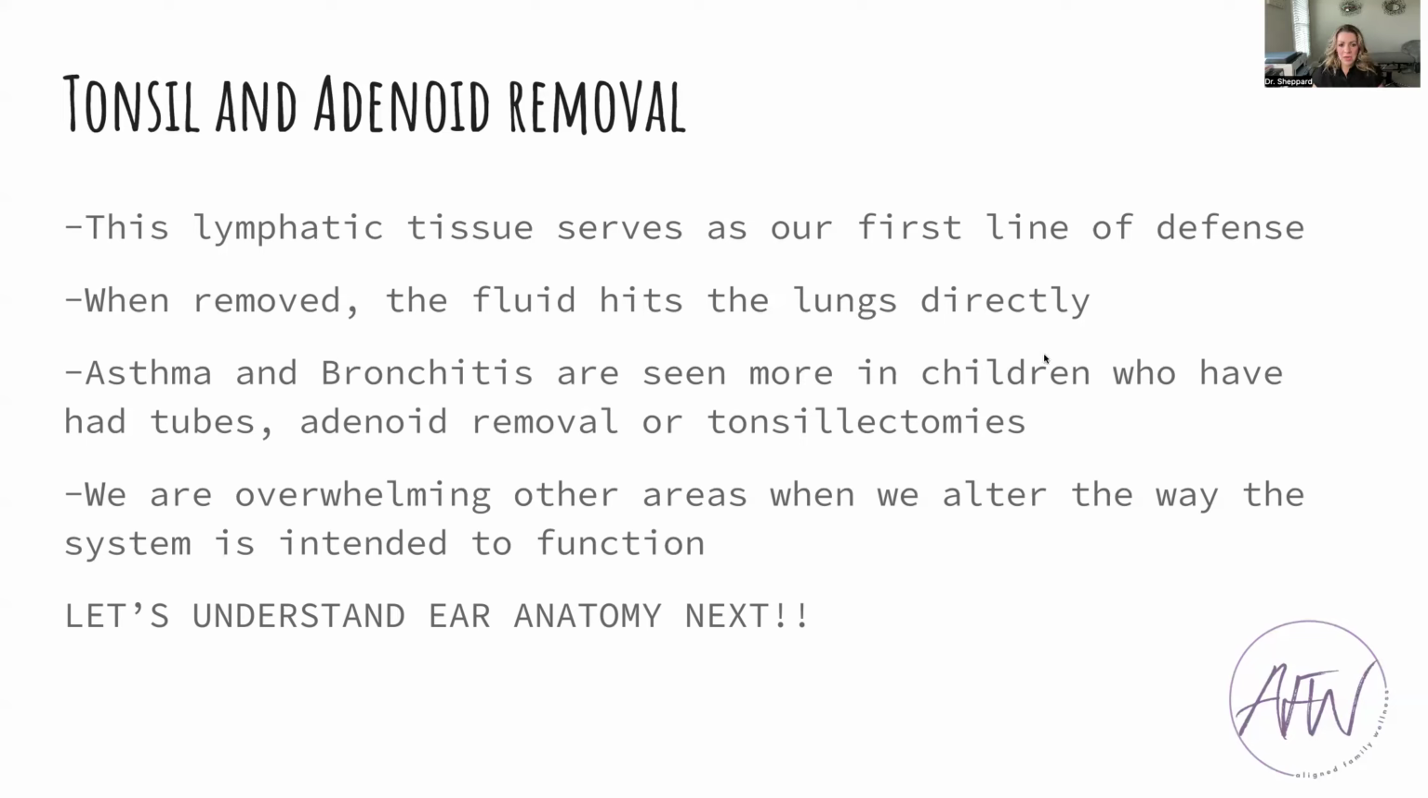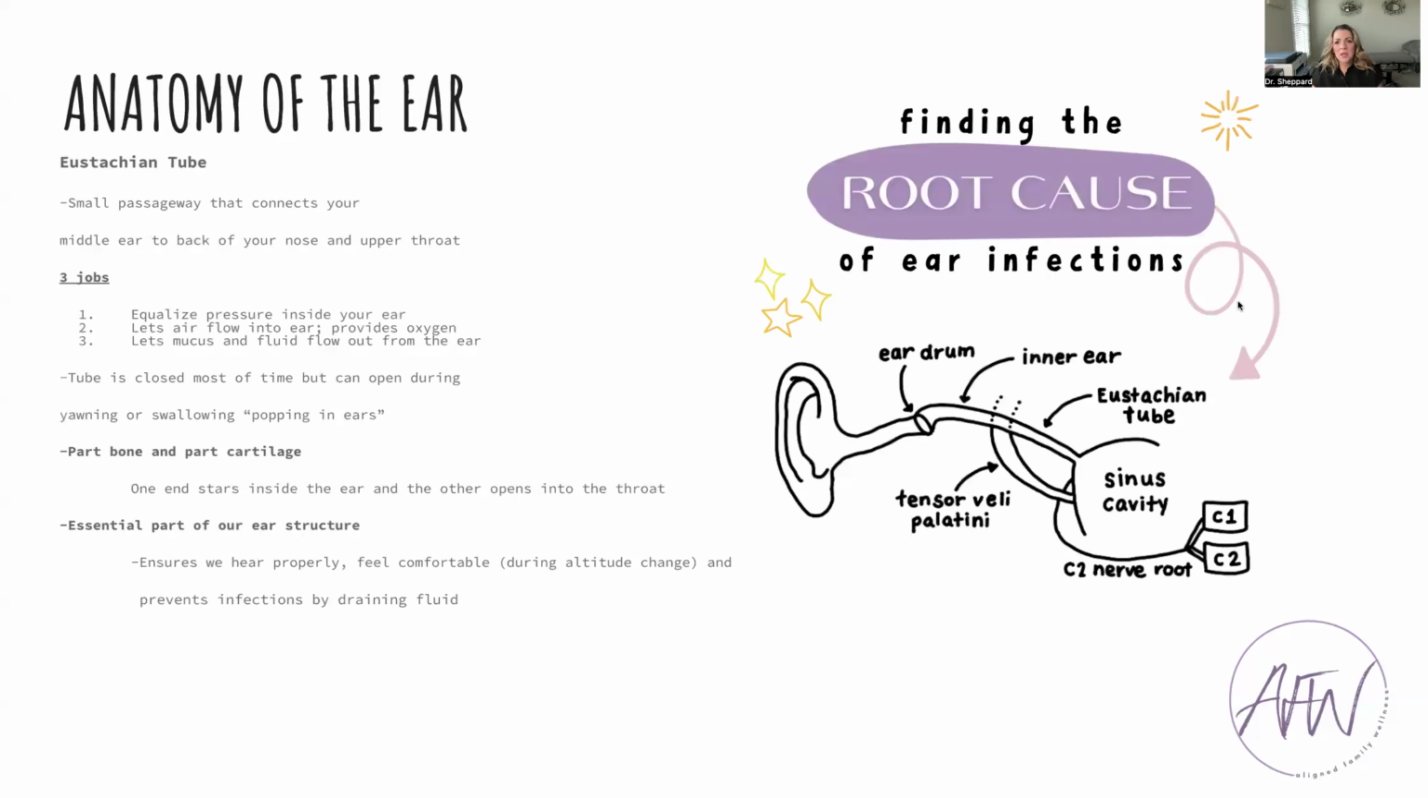So let's go through the ear anatomy because I think that's going to help you understand how some of this stuff plays in. I have a wonderful graphic over here that's super helpful. The eustachian tube is that small passageway that connects your middle ear to the back of your nose and your upper throat. It has three jobs. It's going to equalize the pressure inside of your ear, it's going to let airflow into the ear and provide oxygen, and it also lets mucus and fluid flow out of the ear. Those are the purposes of that eustachian tube.